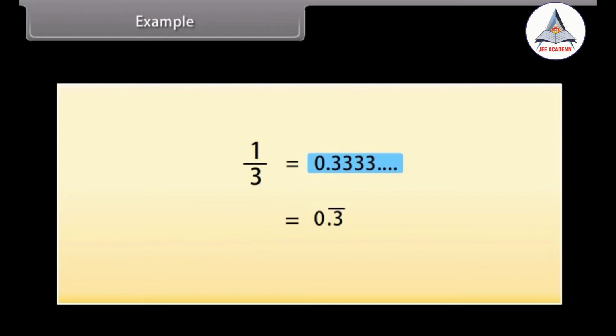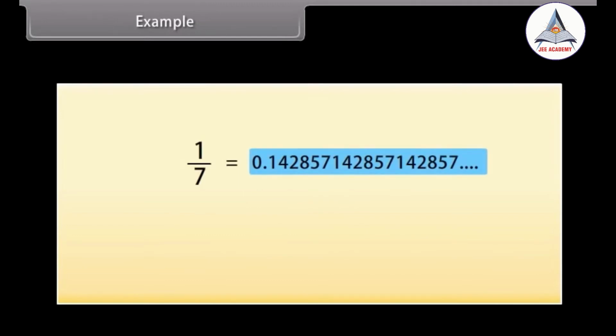Let's take another example. Decimal expansion of 1 by 7 is 0.142857142857 and so on. Here 1, 4, 2, 8, 5, 7 is repeating. So we can write it as 0.142857 bar.